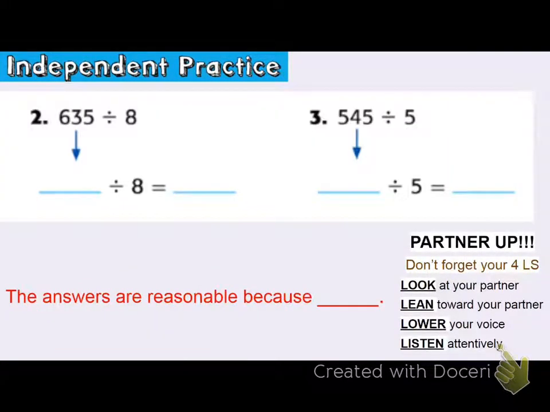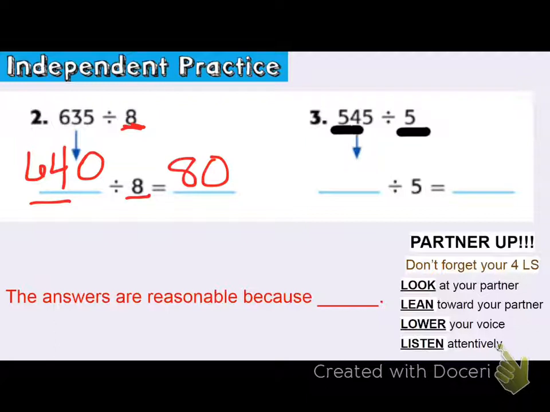All right, let's try independent practice. Again, we are going to estimate for step 1. So I'm going to estimate what is a multiple of 8. Well, 64 is a multiple of 8. So I'm going to choose 640. I can divide 8 into 64 and add my 0. If I look at problem 3, I'm looking for what is a multiple of 5. Well, I know 55 is a multiple of 5. So I'm going to estimate to 550. I want to use those compatible numbers when I round or estimate.